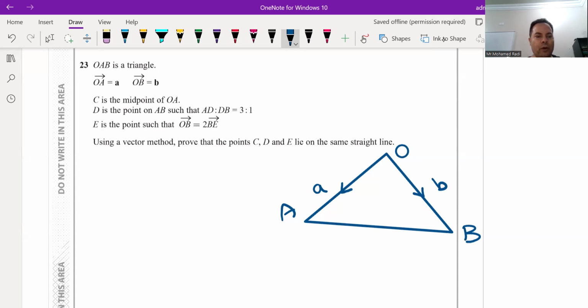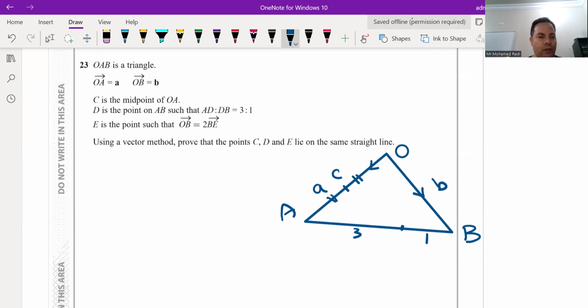C is the midpoint of OA. Let's say this is the point C, whereas this one is equal to this one. D is a point on AB, whereas AD to DB is 3 to 1. So the total will be 4.